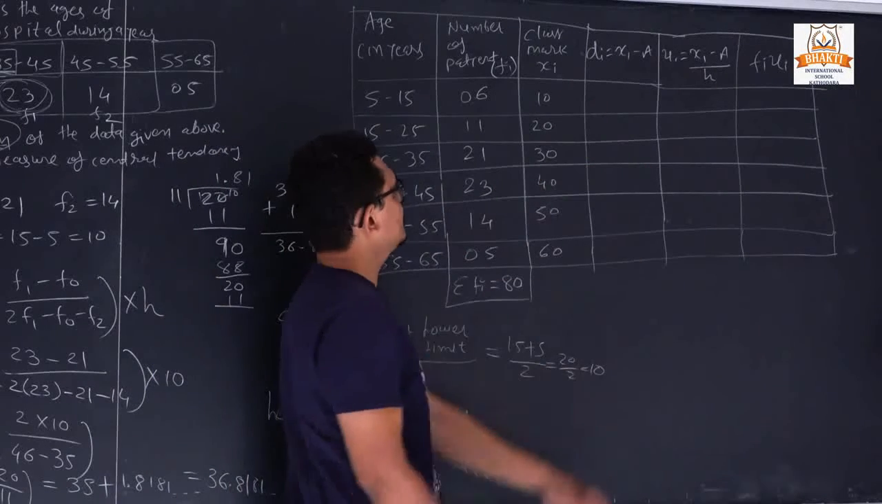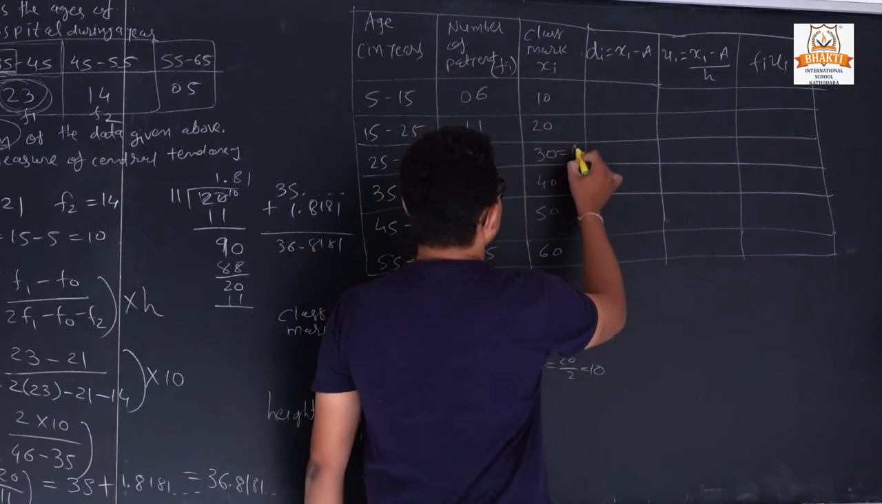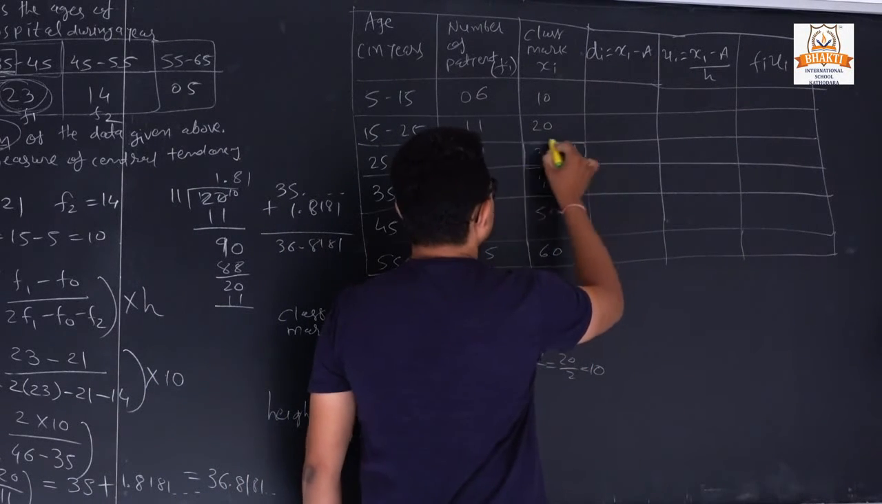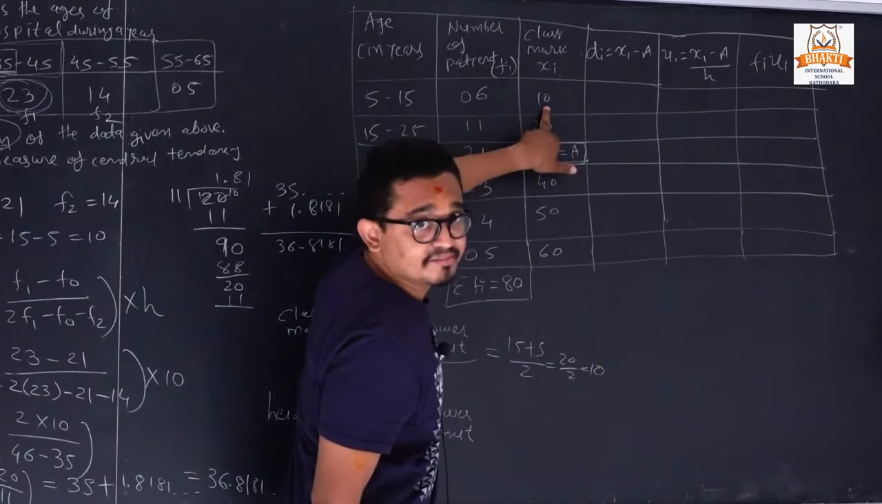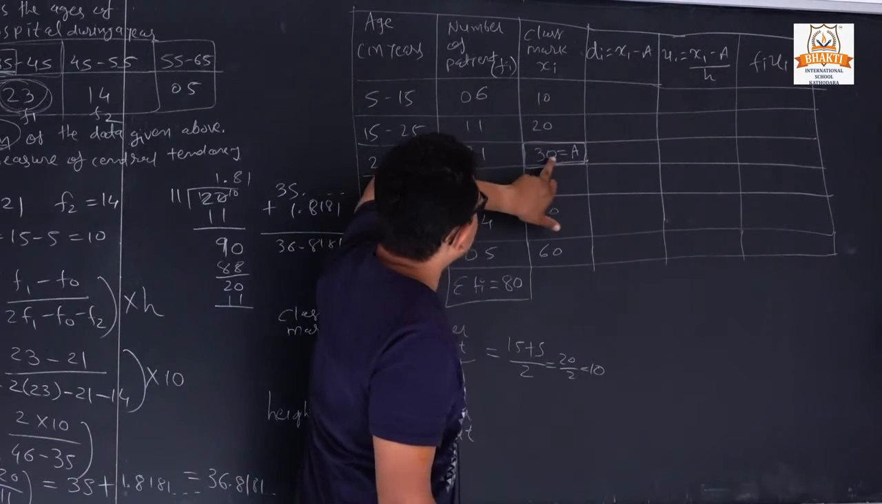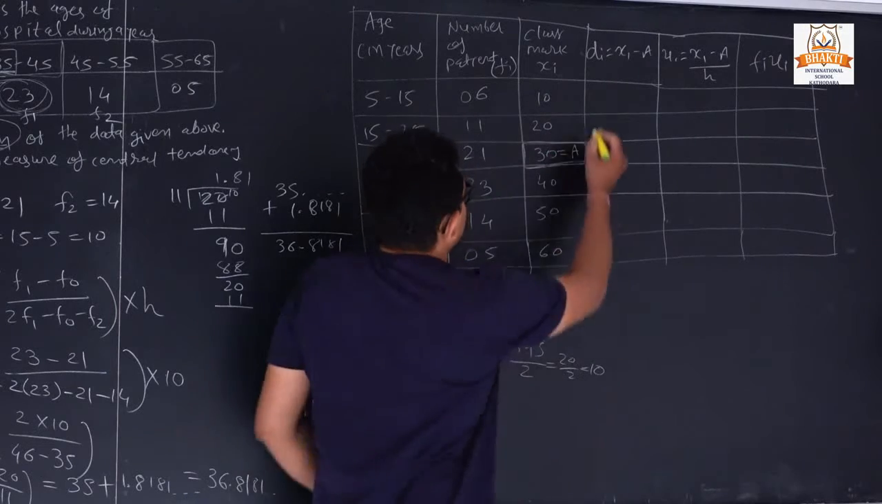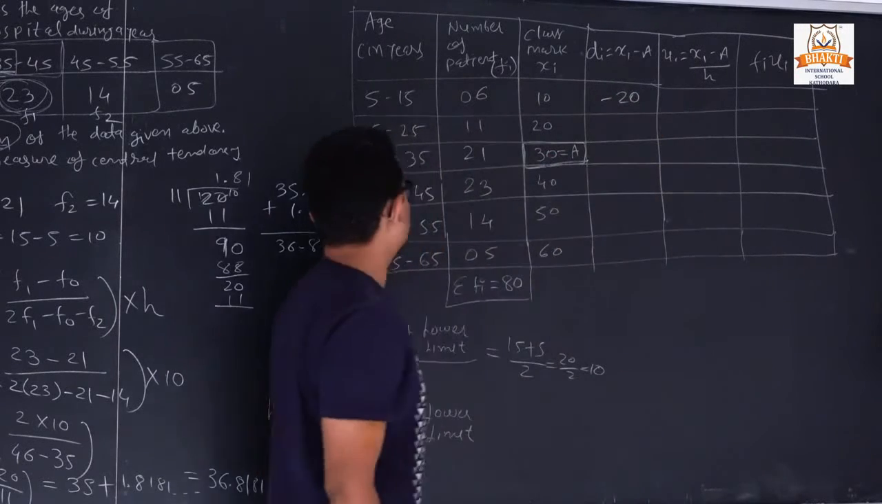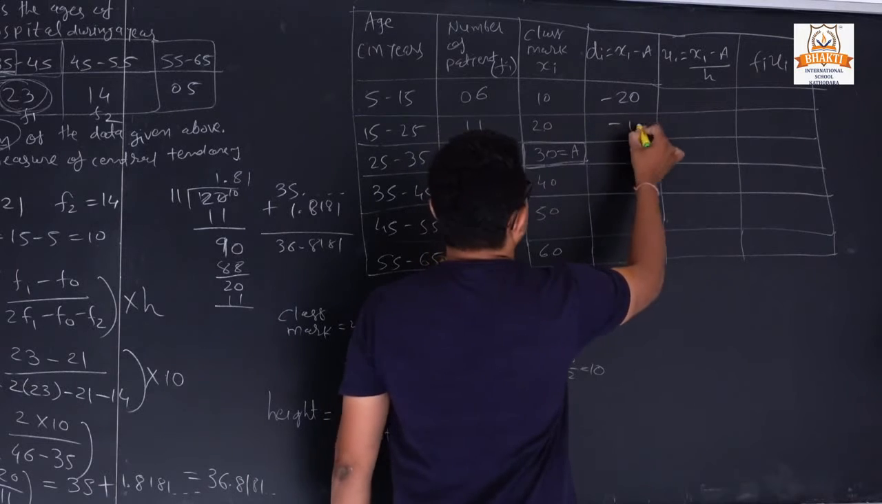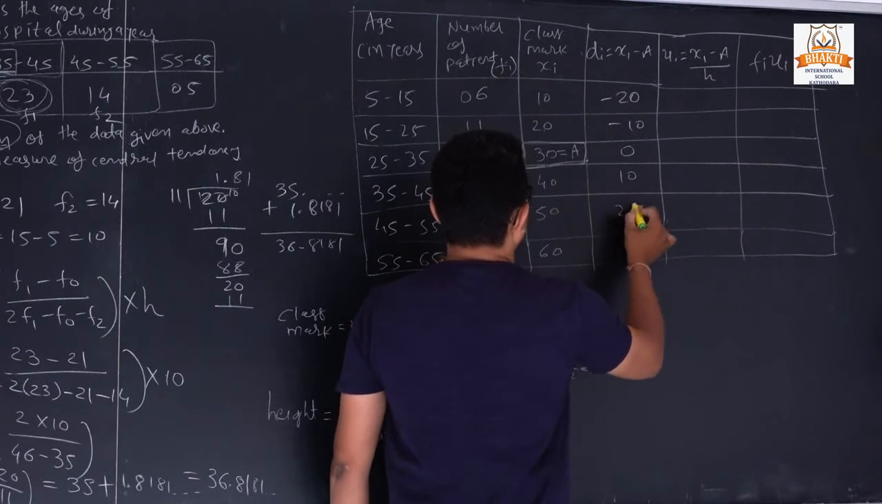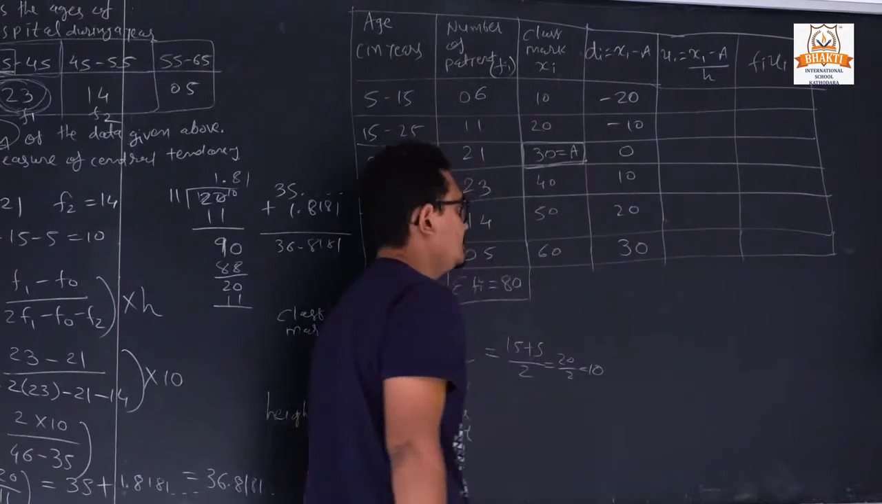Now Di. So assume any one value, it will be our A. So we can assume 30 is our A. So what is Xi now? 10. And what is A? It is 30. So 10 minus 30, answer it is minus 20. Then minus 10, 0, 10, 20 and 30.